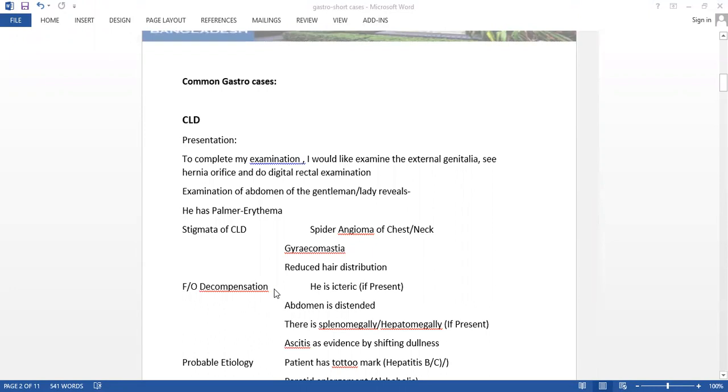Along with that, I may find anemia if there is upper GI bleeding, and hepatomegaly may also be present if it is early stage.